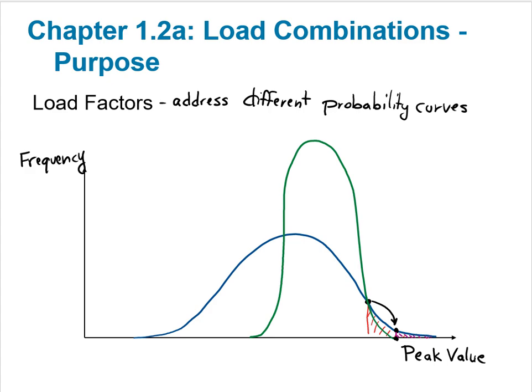So, for load types that have a wide distribution of peak values, we want a large load factor in order to get a sufficiently small probability of the actual peak being larger than the value we use. Live load is in this category, so it tends to have a large load factor. For load types that have a narrow distribution, we can use a load factor close to 1 and still get a sufficiently small probability of the actual peak being larger. Dead load is in this category. The actual load factor values are decided by a committee after performing statistical analysis of available data.